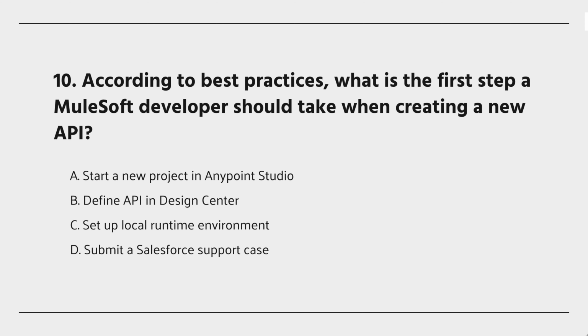So, the correct answer is: starting with the RAML definition in Design Center gives the API a solid foundation, making it clear and easy to build on as you add features.